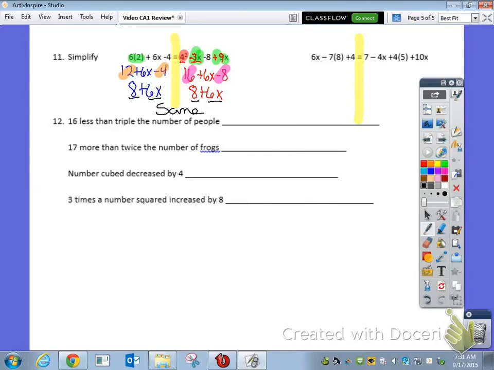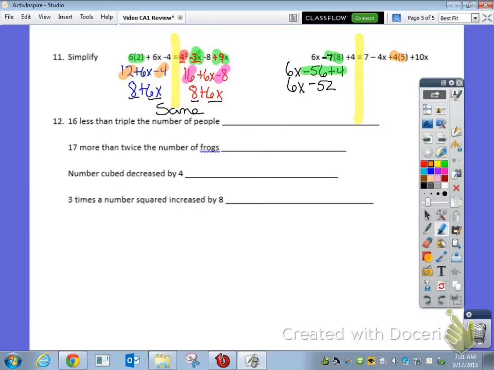On the next problem, start with the left, just do one side at a time. I have this 7 times 8, so I'm going to go ahead and do that. So 6x, when I put in negative 7 times 8, I get negative 56, and then you have the plus 4. And then I can do negative 56 plus 4. When I put that in my calculator, I get negative 52, and you just bring the 6x down. So 6x minus 52.